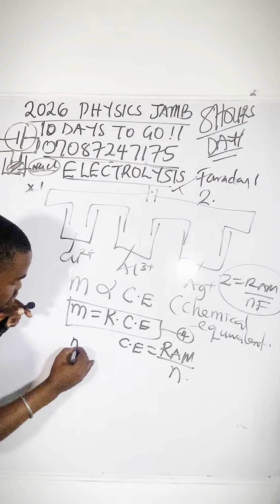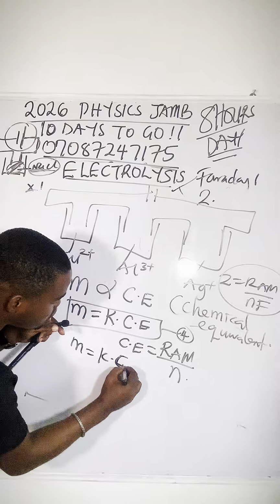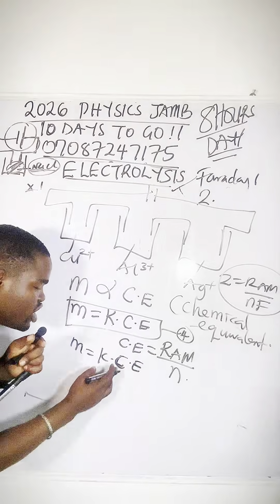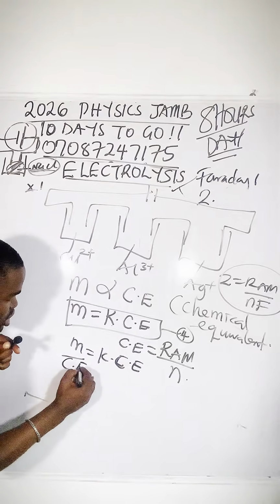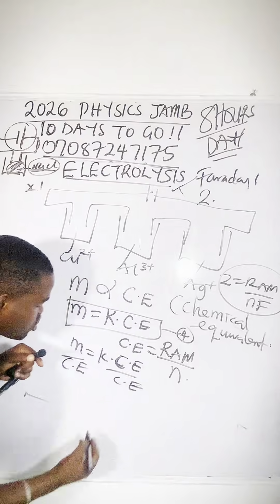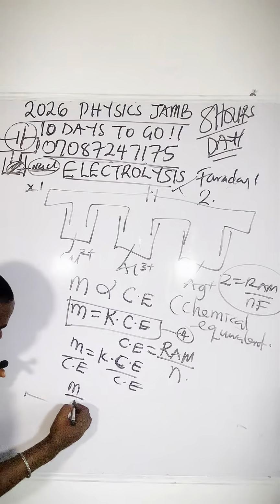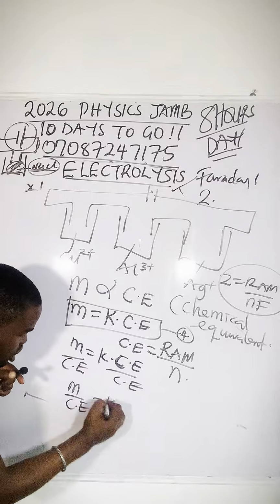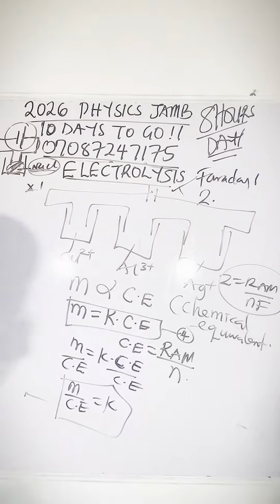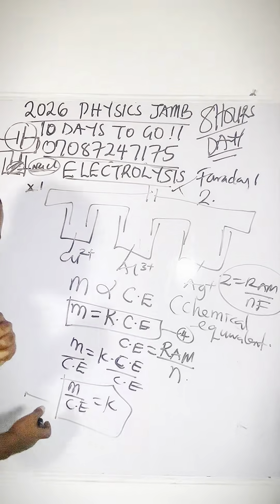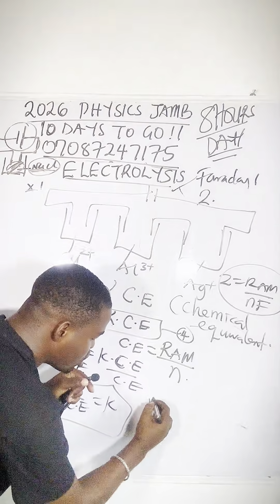If M equals K CE, if I need two of it, what will I do? Divide both sides by CE. So by doing that, M over CE equals a constant, just like the way you used to do your Charles law. So from here, what do I do? If I need two of it, what will happen?